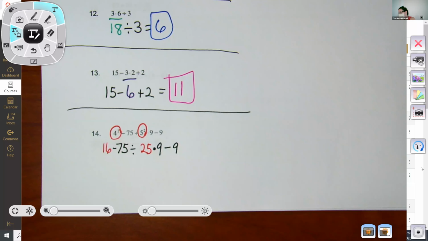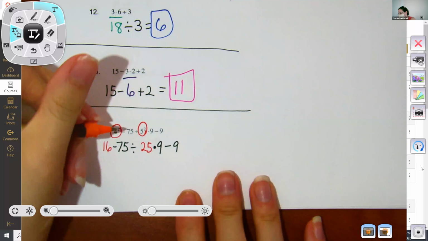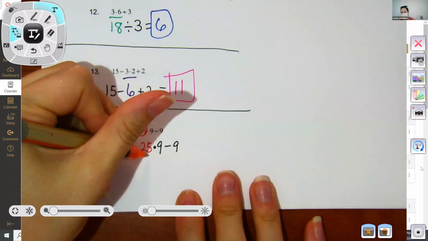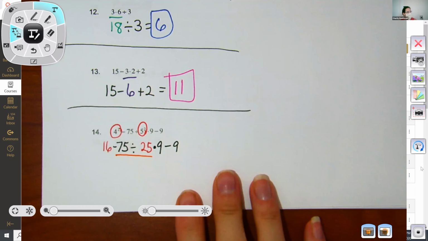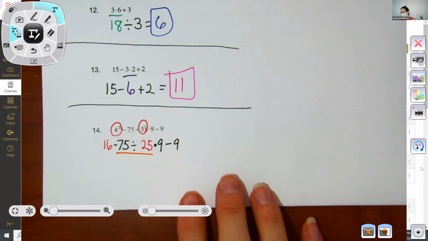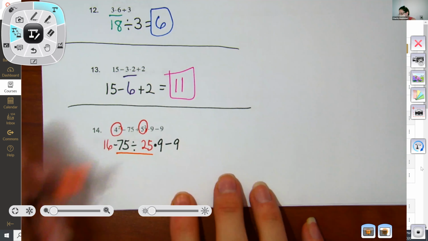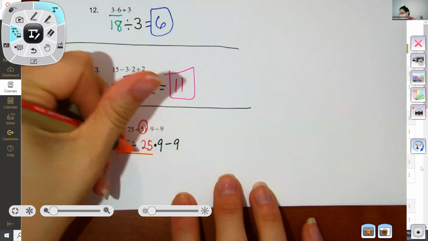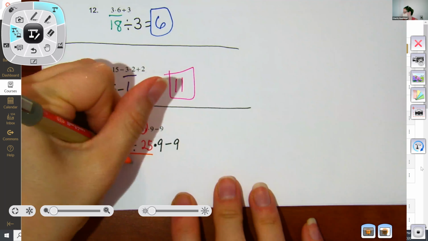Okay, so divide 75 divided by 25. I just think of quarters, 75 cents, that'd be 3 quarters, right? So 75 divided by 25 is going to be 3. And then I'm just going to bring everything else down.